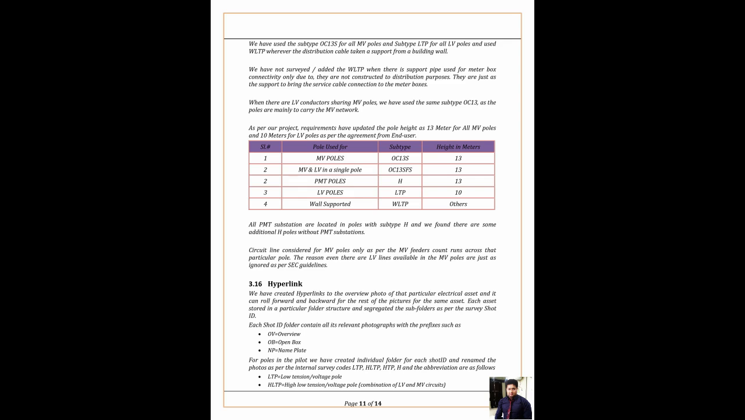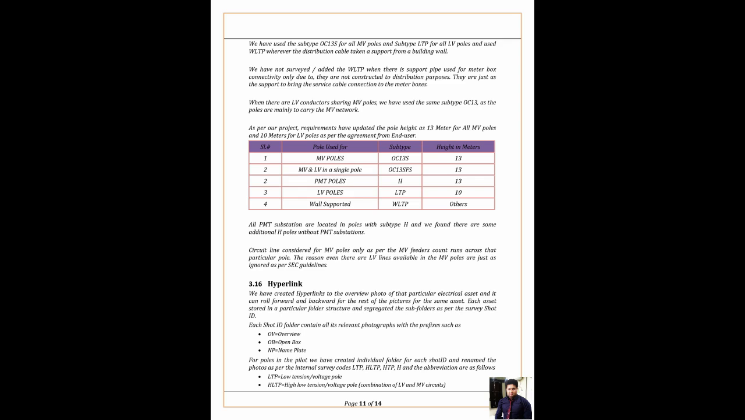When there are LV conductors sharing MV poles, we have used the same subtype OC13 as the poles are mainly to carry the MV network. As per our project requirements, we have updated the pole height as 13 meters for all MV poles and 10 meters for LV poles, as per the agreement from the end user.